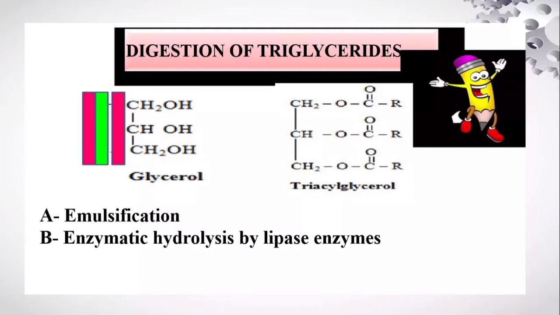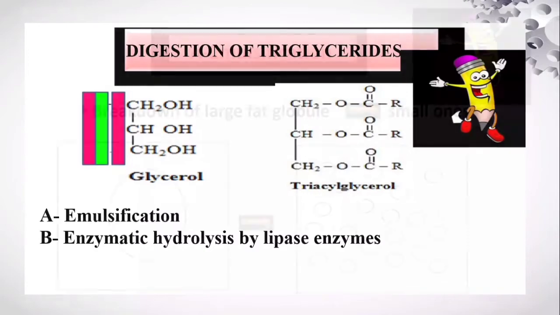So we know that triacylglycerol consists of glycerol and fatty acids. So of course, when this triacylglycerol undergoes digestion, it will break down into glycerol and fatty acids. And triglycerides can be digested through the process of emulsification and enzymatic hydrolysis by lipase enzymes. So let's proceed.